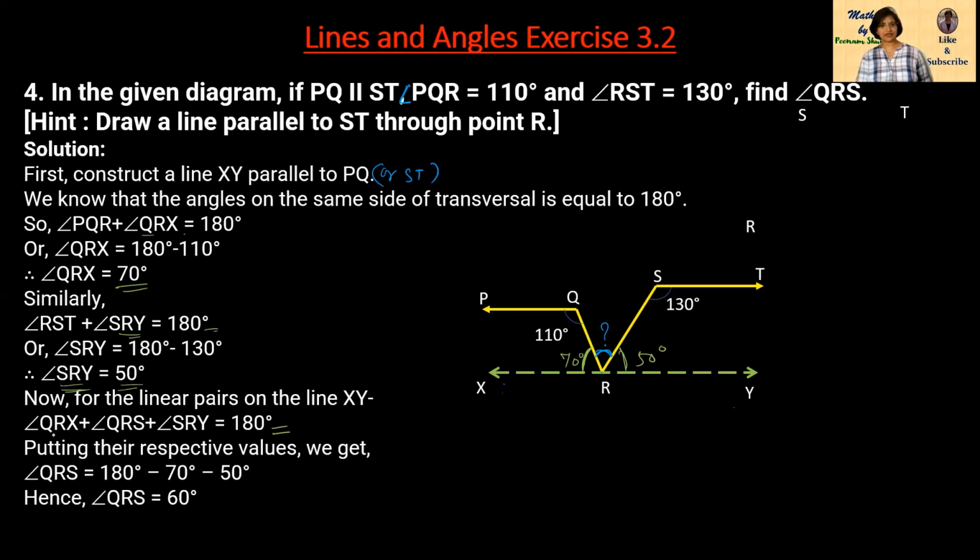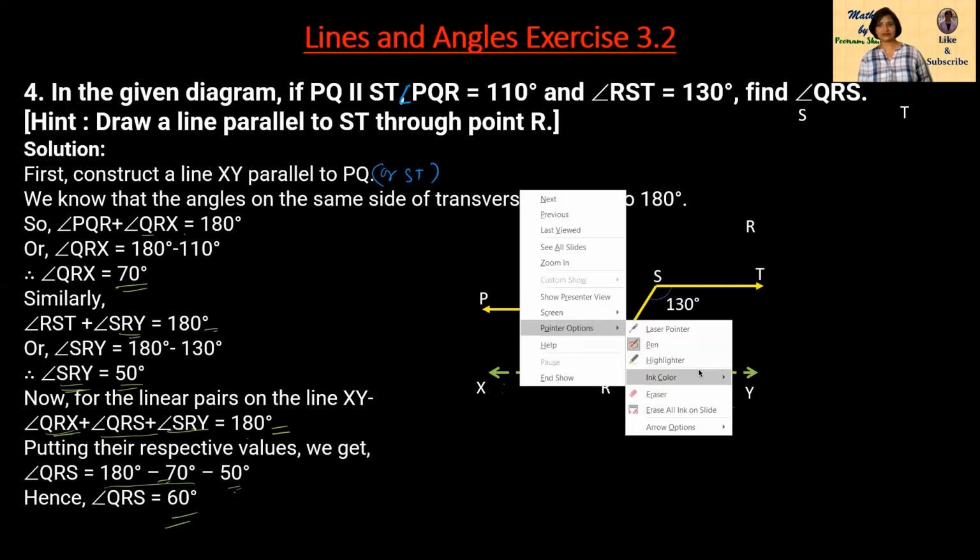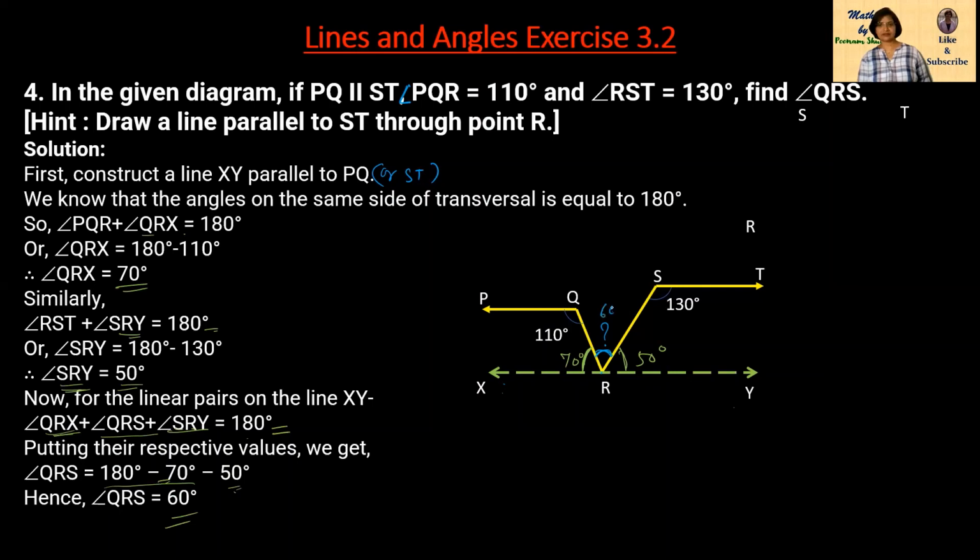Now you have to put the values of this and this. So angle QRS, which we have to find out, equals 180 degree minus the value of this and minus the value of this. So this will become 60 degree. So that means this angle equals 60 degree. What we had to find out, this comes 60 degree, right?